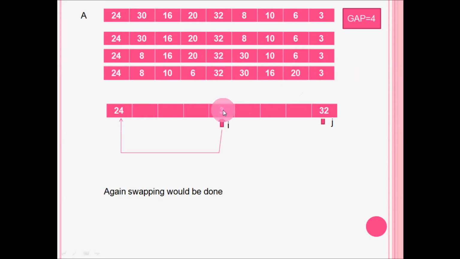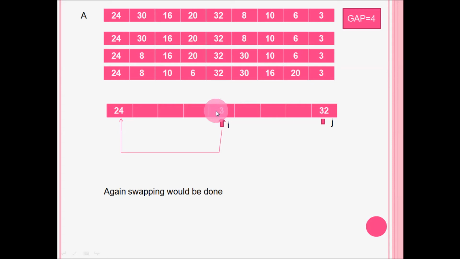So once 3 gets here, by reducing the gap 1, 2, 3, 4, we have to check whether swapping is needed or not. So the 24 item is here. So swapping is needed, and again swapping will be done at the same step. Means in the same step 3 gets swapped with 32.